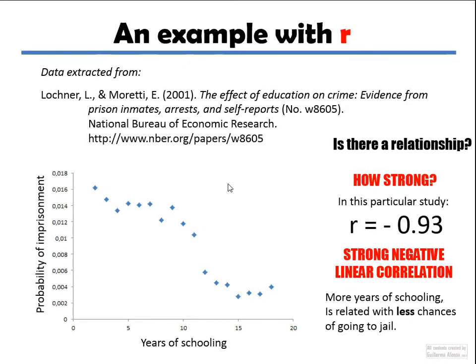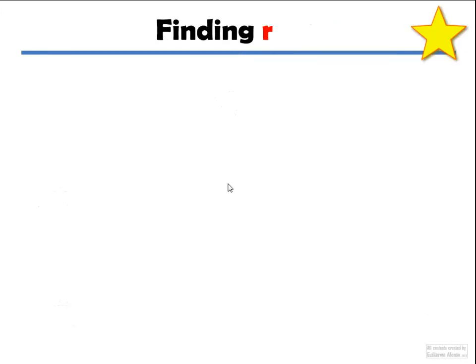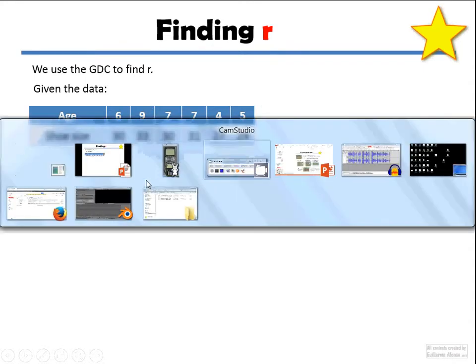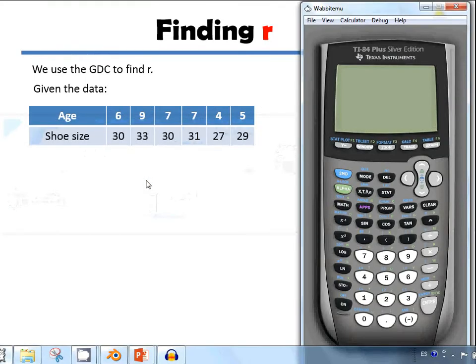So, how do we find this R value? We're just going to do this very simple example. We're going to use a GDC to find R given this data. We only need to find R using the GDC. There's no need to go for the complicated formula that you actually need to find R. Let's do it. Here's the calculator. So how do I do it? I just turn it on. I go to Stat, Edit, and I'm going to put my data in.